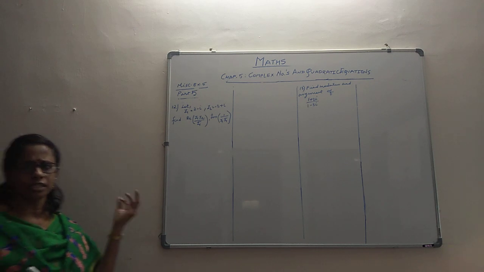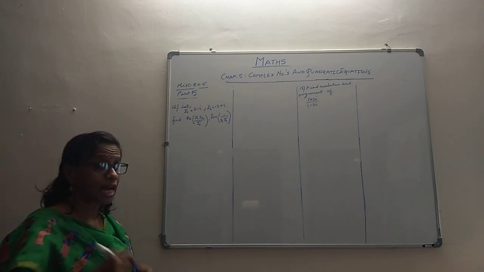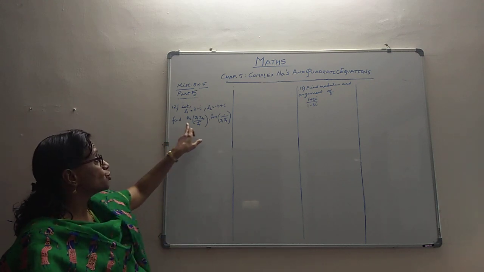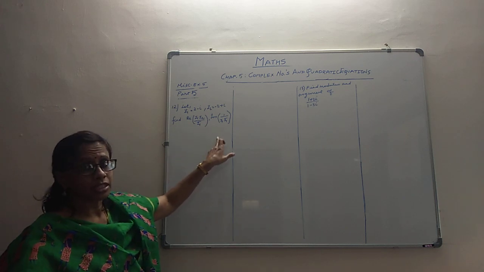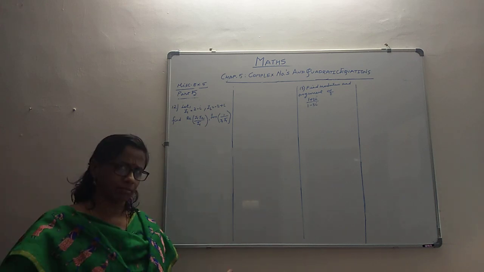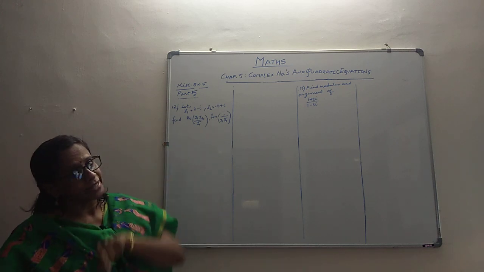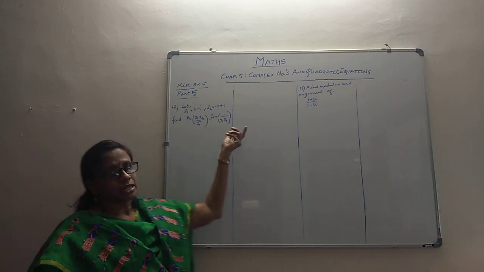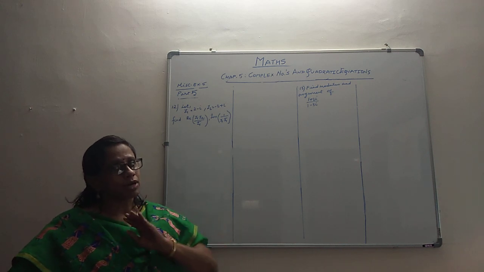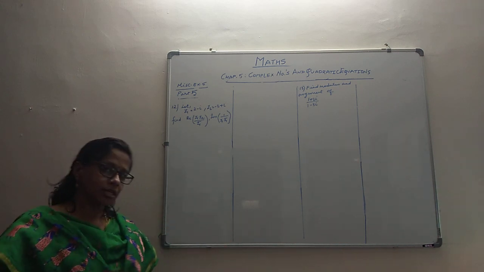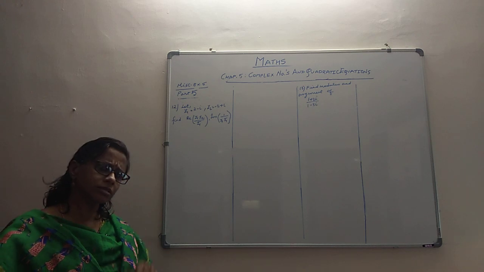It tells us that Z1 is something and Z2 is something. If that is the case, they ask us to find the real part of a new complex number, Z1 Z2 by Z1 bar. Another complex number is of the type 1 by Z1 Z1 bar, and we have to find its imaginary part. So let's start right away.